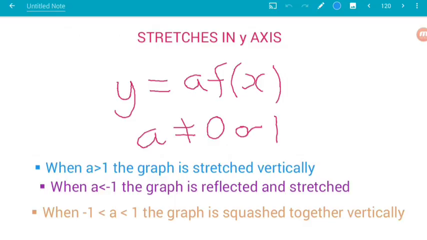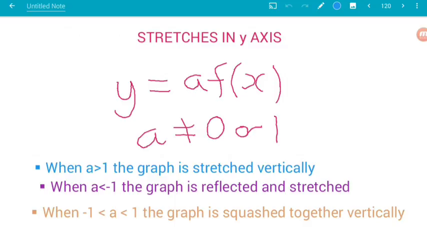If a is some number less than minus 1, so it's negative, what happens is the function is reflected and then stretched. So for example, y equals minus 2 f of x would first of all reflect f of x and then stretch that by whatever the number a is. So, y equals minus 2 f of x basically multiplies every y value by minus 2. And then if a is between minus 1 and 1, but not equal to 0, so it's fractional, what that does is squash the graph together along the y-axis. So it's like somebody has put their hands on top and bottom of the function and pushed it in together. So we're also going to look at that.